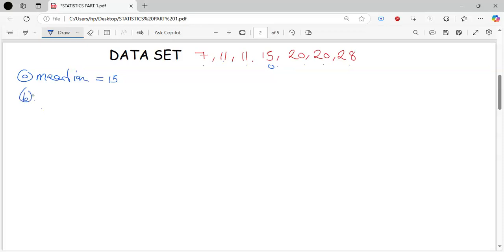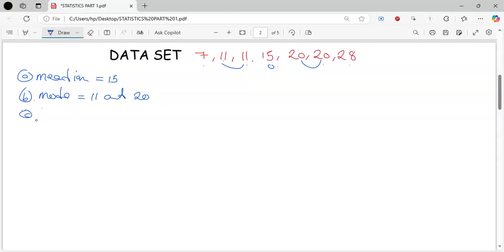The next thing is the mode. The mode is the number that often repeats itself. We can see 11 is repeating itself and 20 is also repeating itself, meaning we have 11 and 20 as modes. That's how we do it.